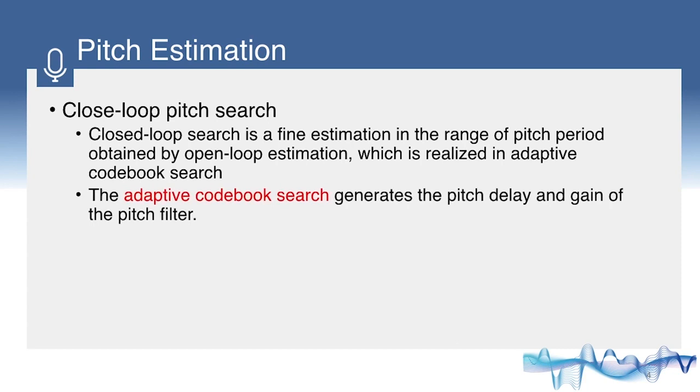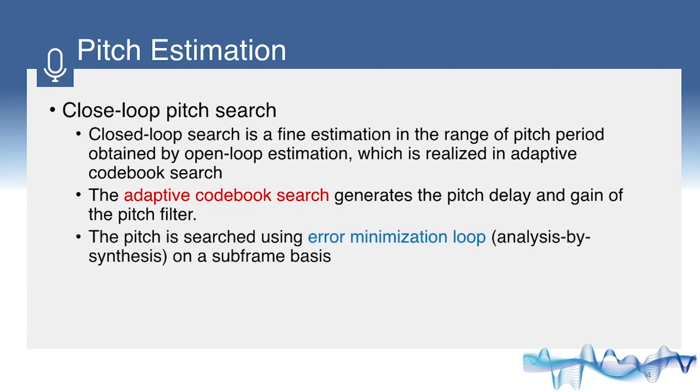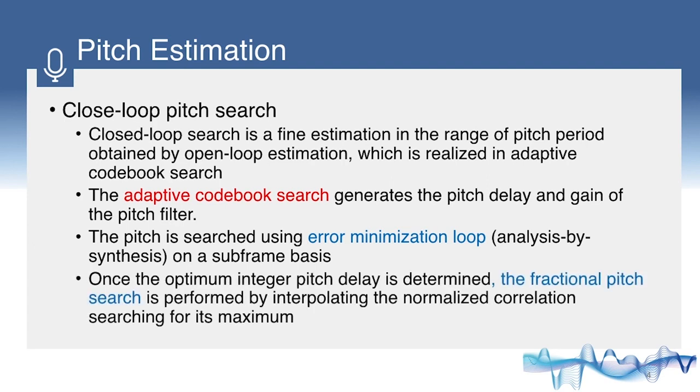The adaptive codebook search generates the pitch delay and gain of the pitch filter. In the closed loop search, the pitch is searched using error minimization loop analysis by synthesis on a subframe basis. Once the optimum integer pitch delay is determined, the fractional pitch search is performed by interpolating the normalized correlation searching for its maxima.